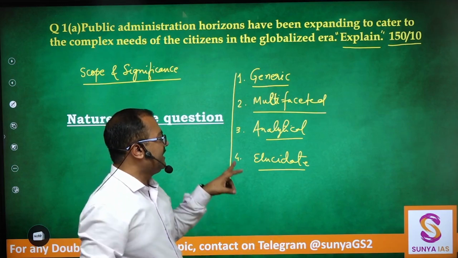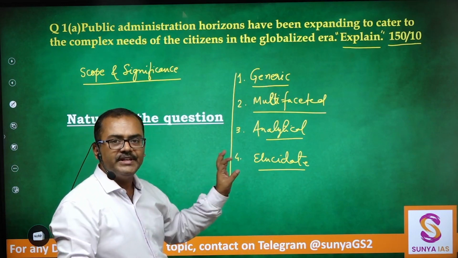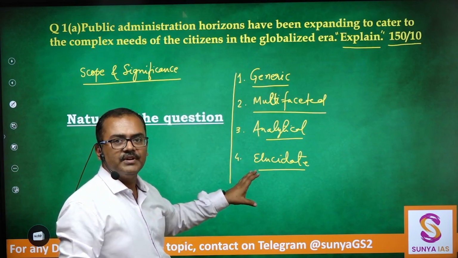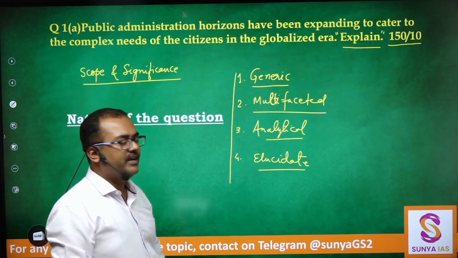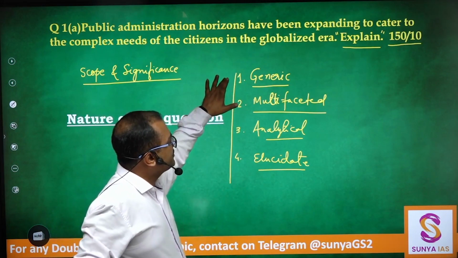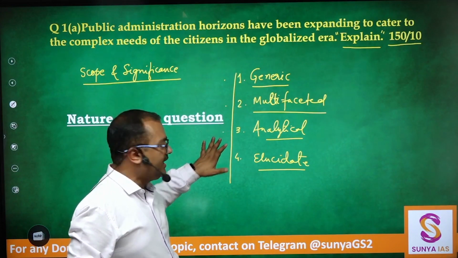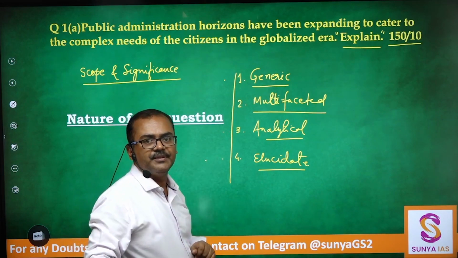So this particular answer, you need to write one or two examples. It's the demand of the question. The nature of the question is elucidative. Okay. So it's a generic question, multifaceted contents are available. It's an analytical one and you have to bring examples also. This is the nature of the question.